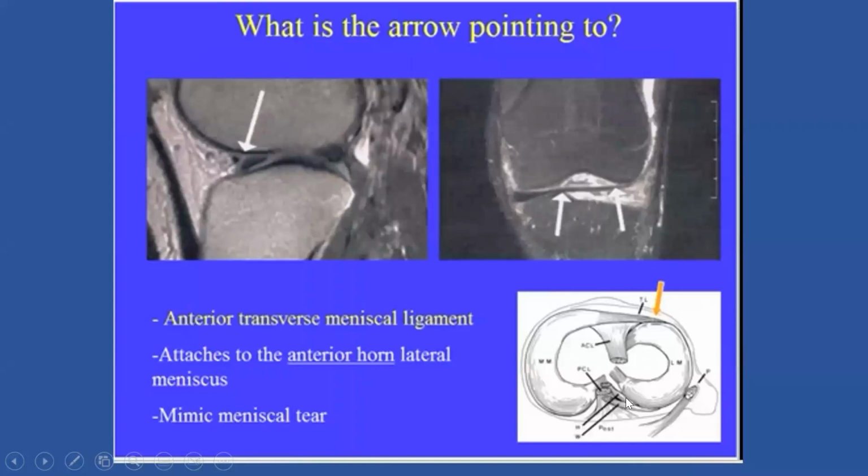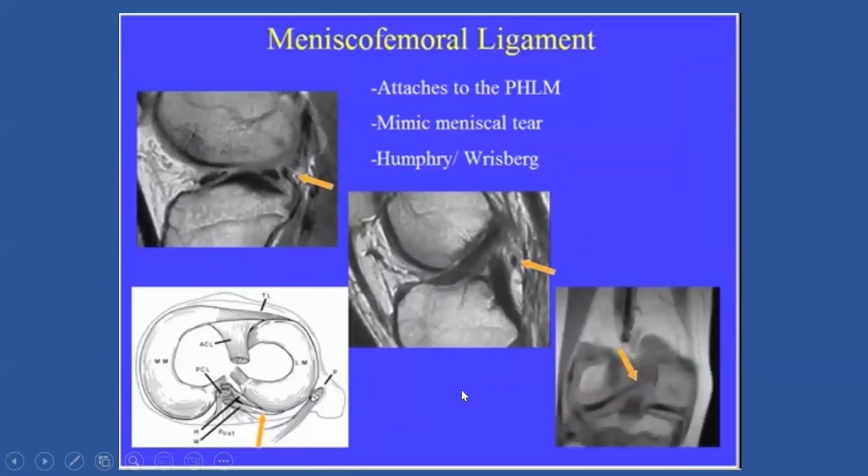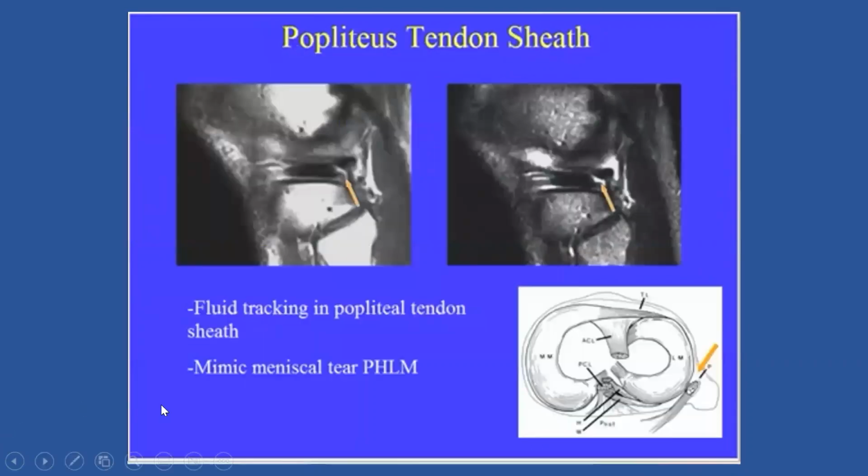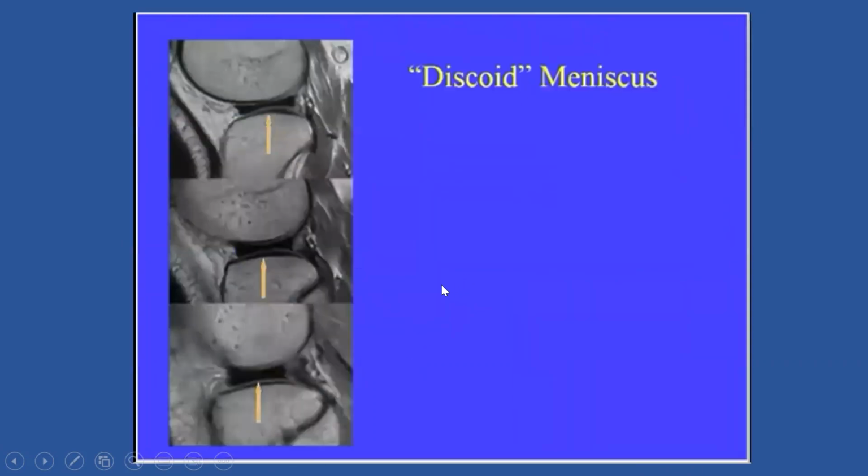And then you have to know about the ligaments of Wrisberg and Humphrey. These can be confused with ligamentous tears. These are posterior ligaments. It attaches to the posterior horn of the lateral meniscus. It mimics a meniscal tear. These are the Humphrey and the Wrisberg ligaments. Note these. You can have fluid tracking through the popliteus tendon sheath, and the patient can have inflammation and pain.